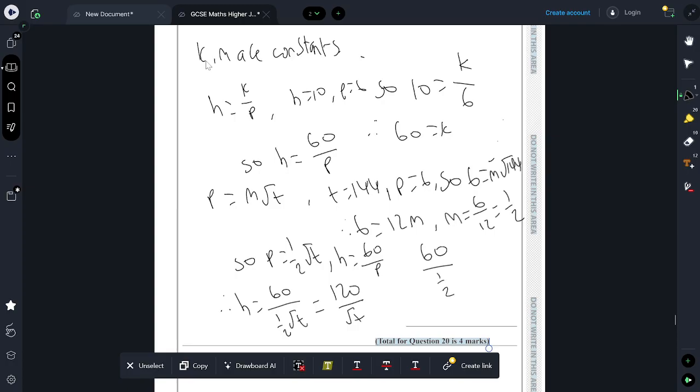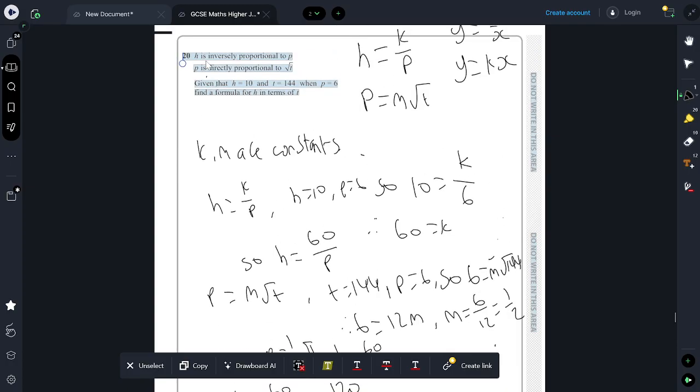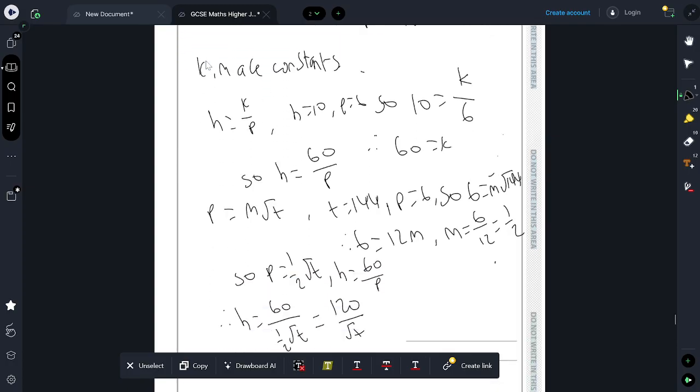60 over a half. You can think of this as saying 60 divided by a half. And then if you use KFC, that's the same as 60 times 2 over 1, which is simply 120 over 1, which is 120. So that's why that simplifies to 120, if you're a bit unsure of that. Or obviously you could say 60 divided by 0.5, and you should recognise that's the same as doubling 60, so 120, over root t, and that should be our answer, because it has to write h in terms of t.